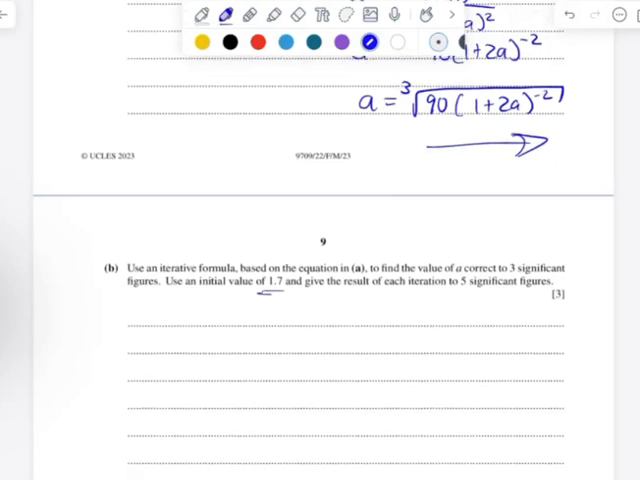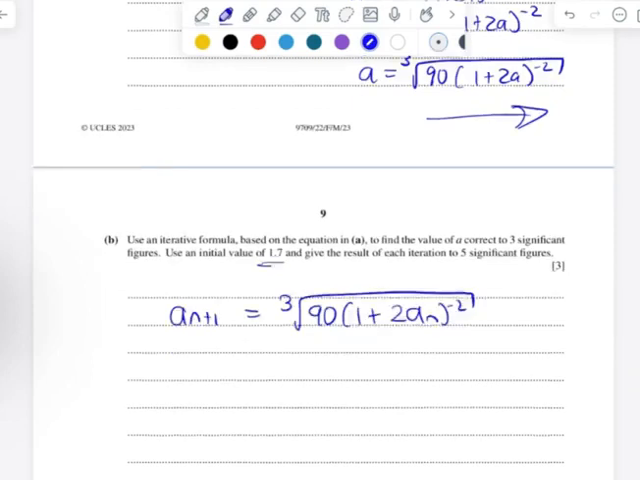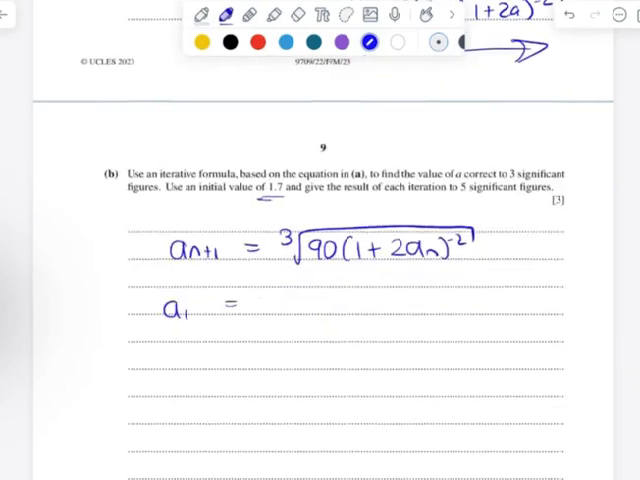All right, so I will rewrite this. I think it's a good idea just to rewrite it to show what you're doing. 1 plus 2a, and that's just to the power of n, minus 2. And we know our first value is 1.7. And now we've got to go and plug in our second value. Okay, so each of these iterations need to be to 5 significant figures.